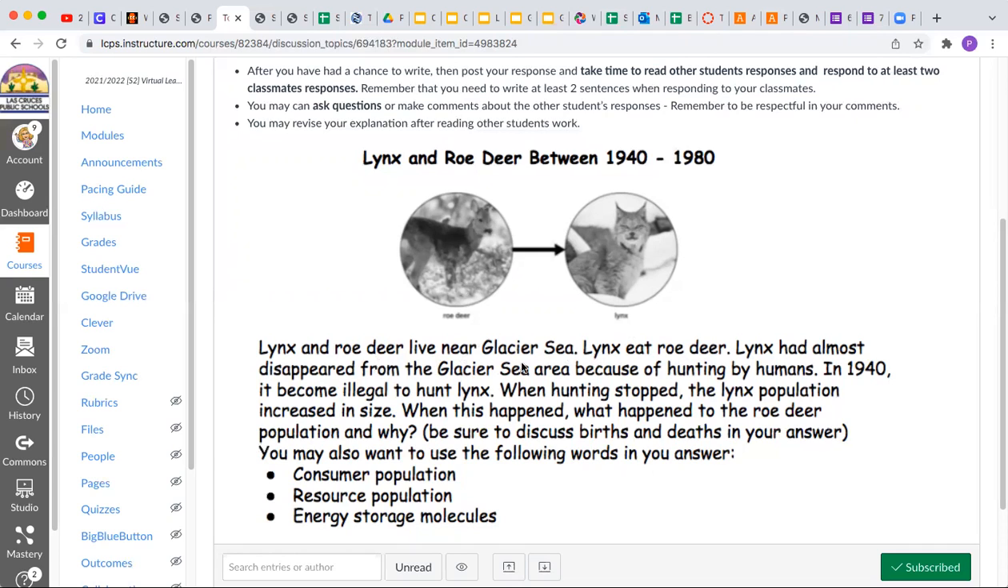Lynx had almost disappeared from Glacier Sea area because of hunting by humans, which would be interesting because then what's happening to the roe deer, right? In 1940, it became illegal to hunt lynx. When the hunting stopped, the lynx population increased in size. When this happened, what happened to the roe deer? So make sure you explain and be sure to discuss births and deaths in your answer.